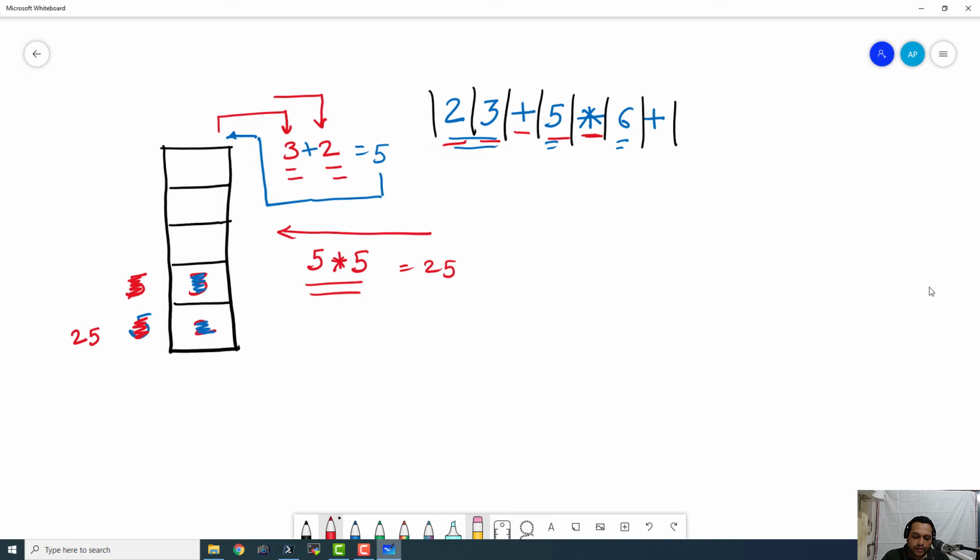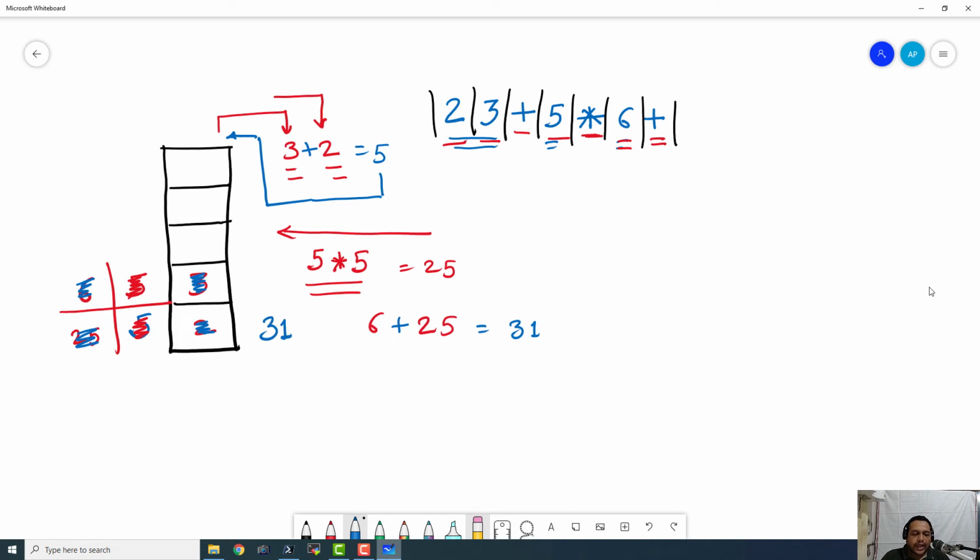Now again, next operand is 6. So push that 6 to the stack. Okay. So here we have the latest stack. And now this is the operator. So pop 6, pop 25, and use this particular operator to compute the result. So the result is 25 plus 6 is 31. And then again push this 31 to the stack.